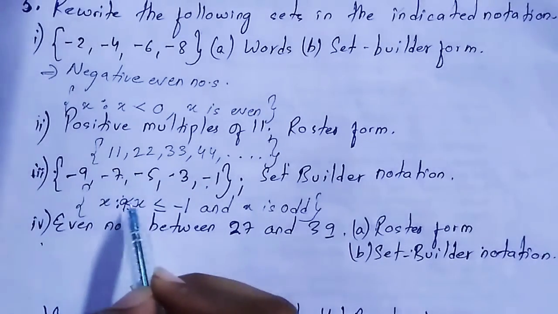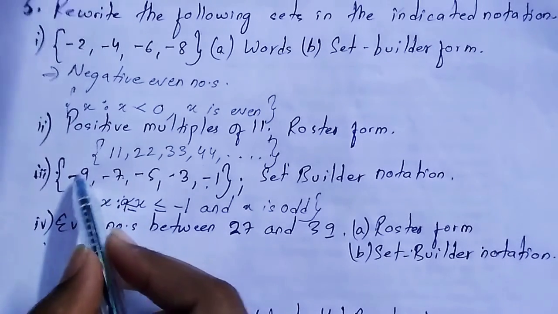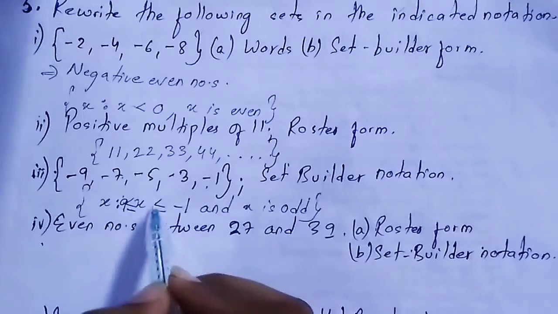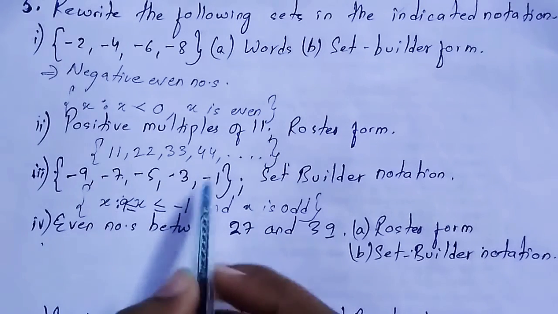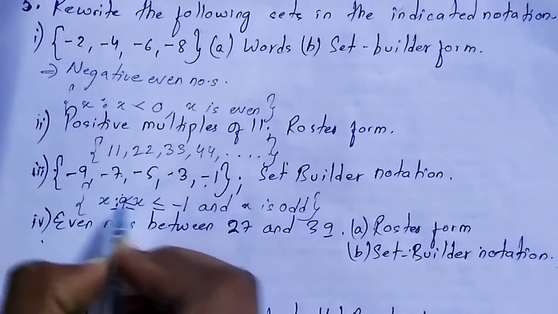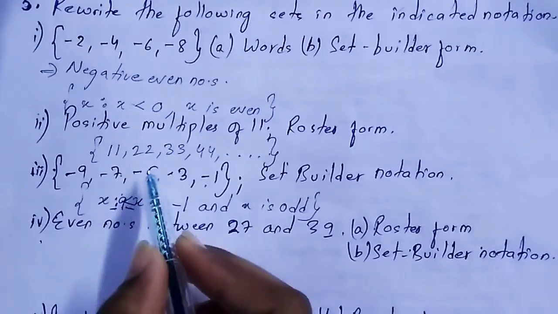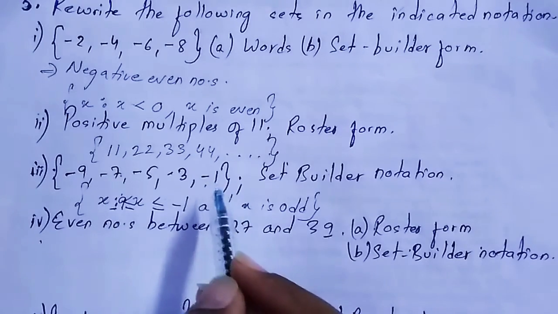So these are odd numbers and these are negative numbers. So x is such that x is greater than or equal to -9 because -9 is also included here, and x is less than or equal to -1. Here it will be -9, x is greater than or equal to -9, and x is odd because all these numbers are odd. So you need to write in this way.